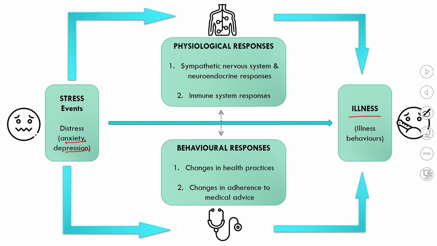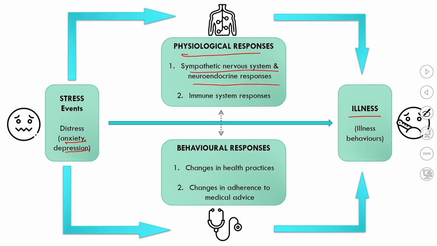Now, whether it will lead to physical illness or not, or to what extent the stress will lead to it, there are many factors that come in between or influence this relationship. So, one is physiological response. Whenever we experience distress or a stressful situation, that could lead to sympathetic nervous system and neuroendocrine responses.